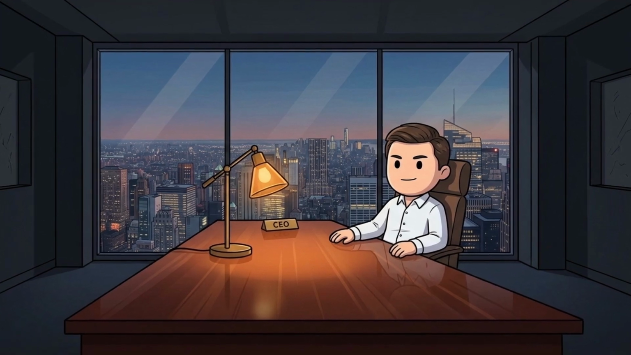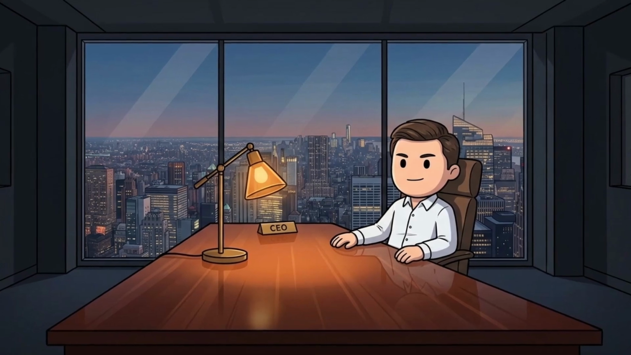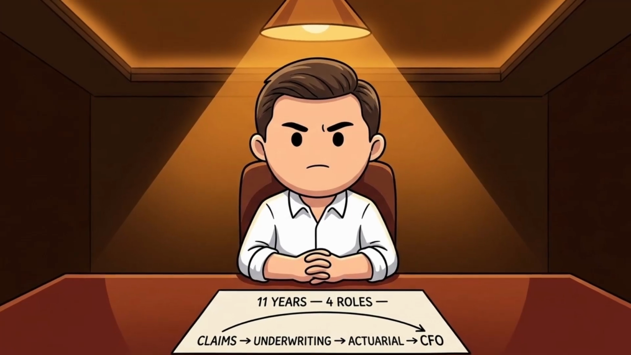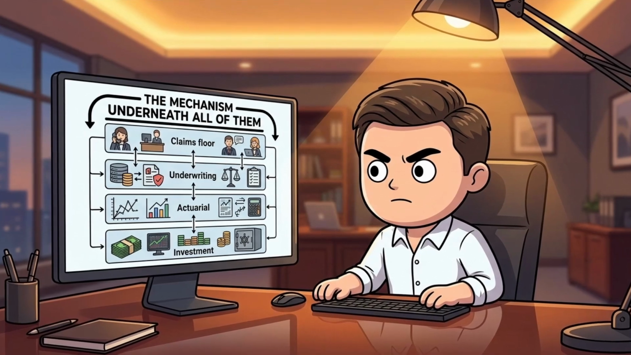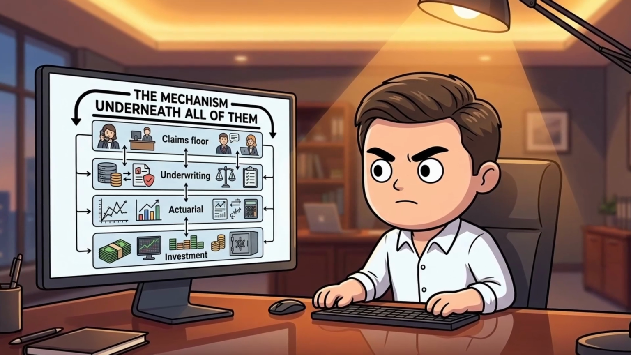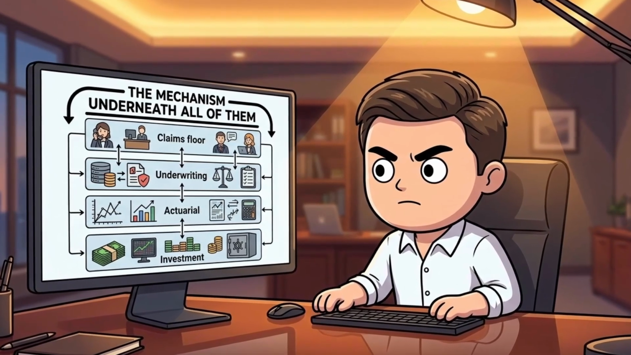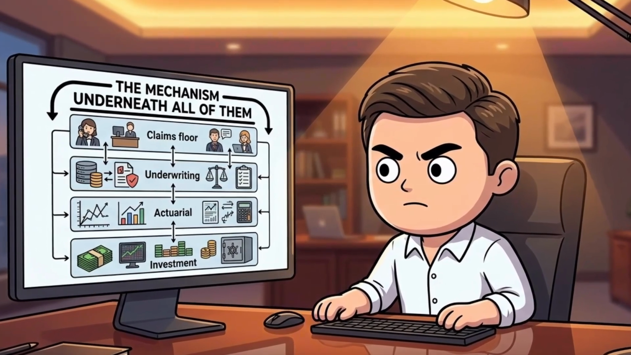11 years after the desk. Your title is Chief Financial Officer. You are 35 years old. You have worked inside the insurance industry for 11 years across 4 roles. You now sit at the level where the business model is fully visible, not the claims, not the pricing, not the actuarial tables, but the mechanism underneath all of them that makes the entire structure coherent.